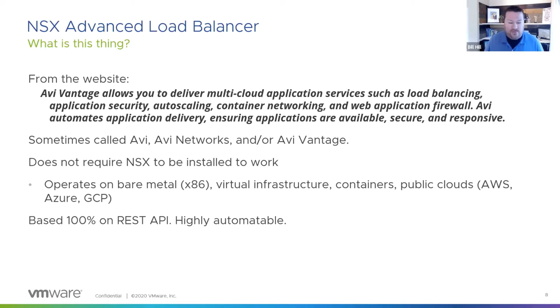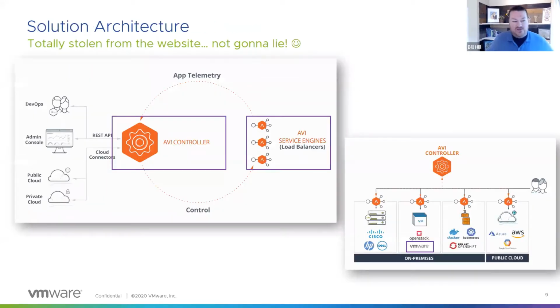You can run it on bare metal, x86, virtualized, with containers, and also in public clouds, with your favorite hyperscalers. And it's based 100% on REST APIs. So if you've got an automation bug in you, this works really well with what you're trying to accomplish from an automation perspective.